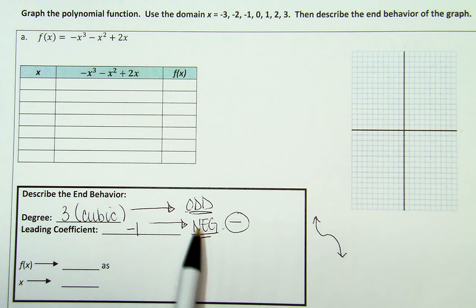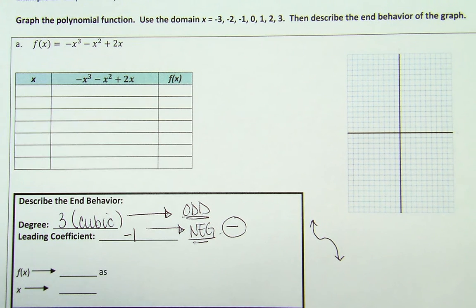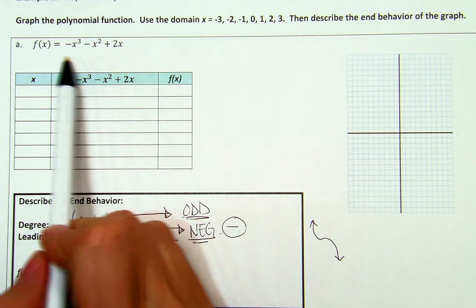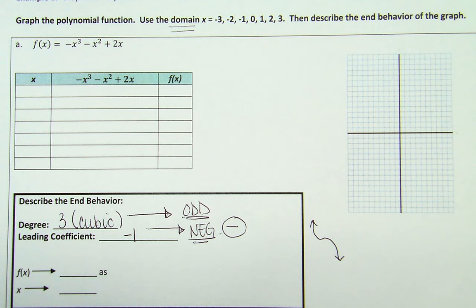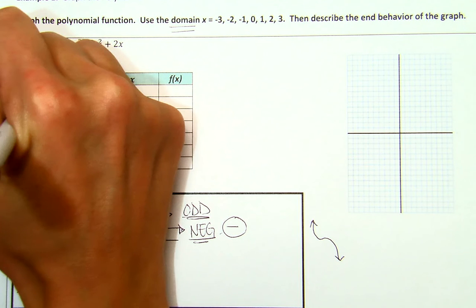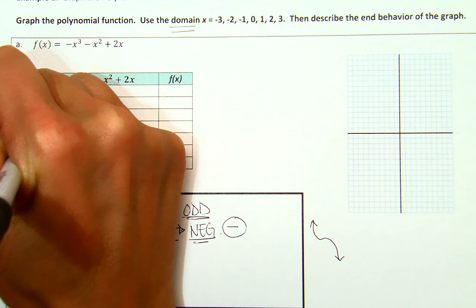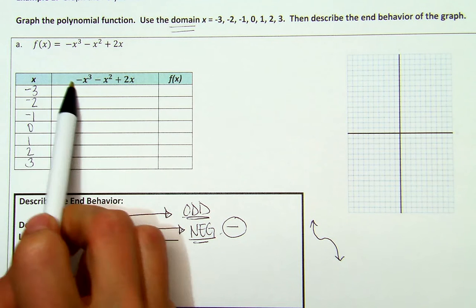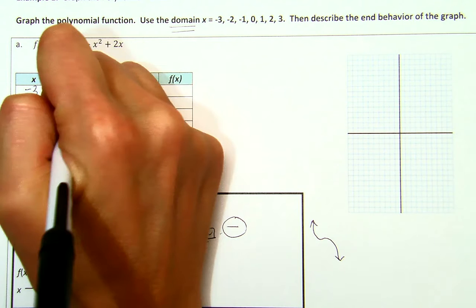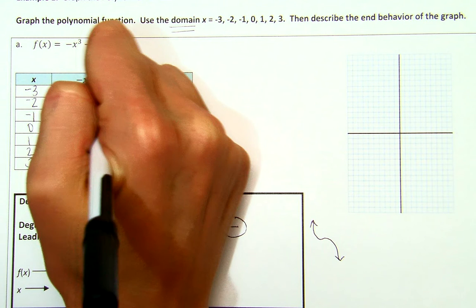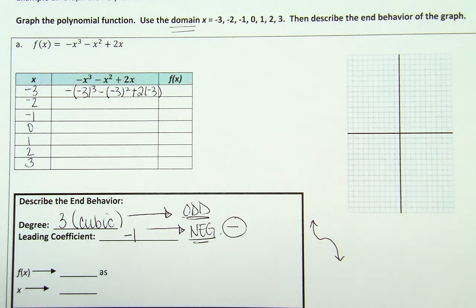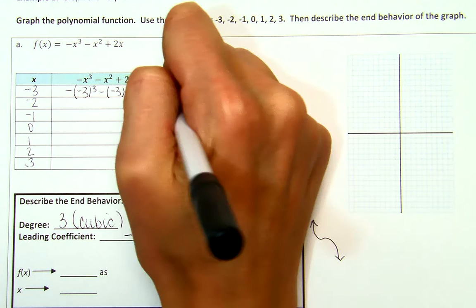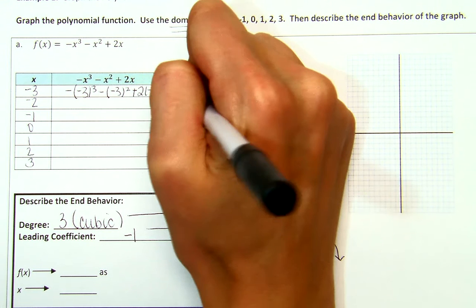Once I know and I can graph, I can then fill out my end behavior. So the first thing I'm going to do is plug in numbers. If I'm dealing with this, it tells me what my domain is. They already tell me what to use for my x values. So I'm going to plug that domain in on the left side of my table. And if I plug -3 into this equation, I get -3 cubed minus -3 squared plus 2 times -3. If I crunch those numbers either in my head or in my calculator, I should get 12 as my y value.